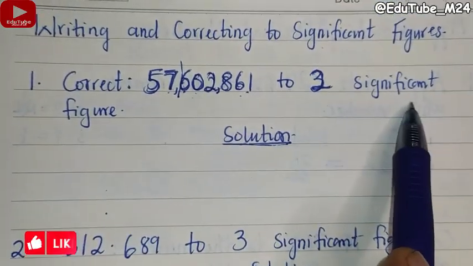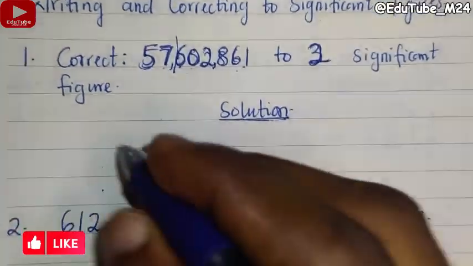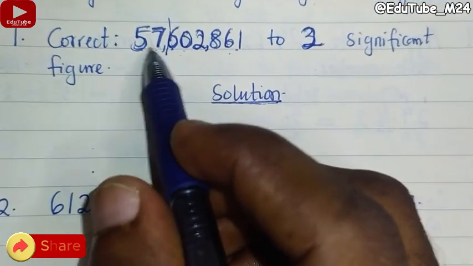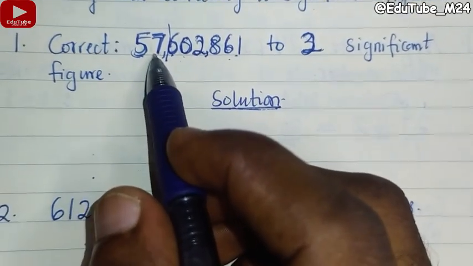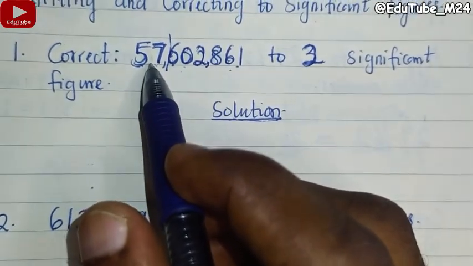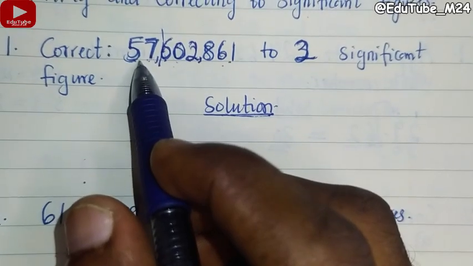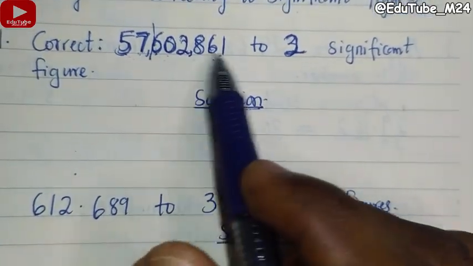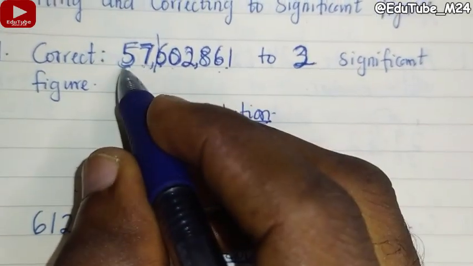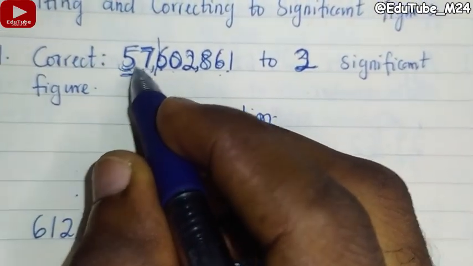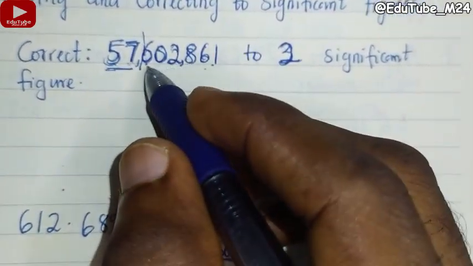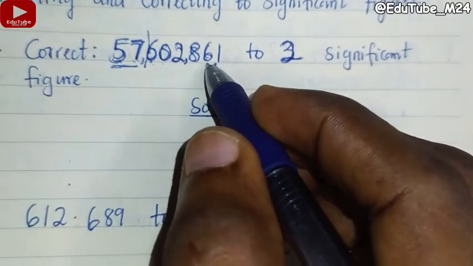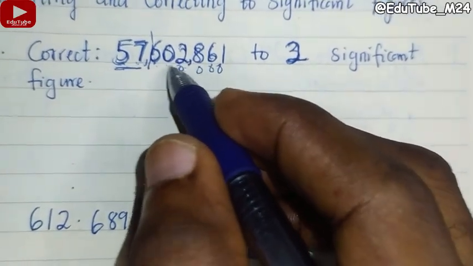So this first example says correct 57,602,861 to two significant figures. Basically, we are just going to count the first two numbers because they are significant figures, as we said that all figures are significant to be considered first except what? 0. So correcting this number to two significant figures means we'll pick the first two numbers, and then all the other numbers will be converted to zeros.